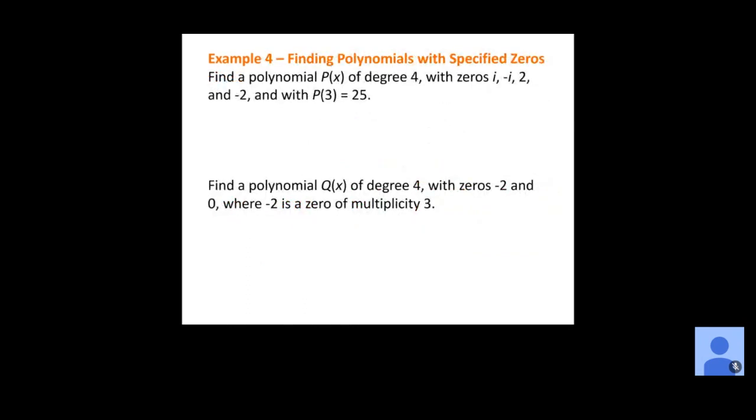All right, so now we're going to work backwards. We want to find a polynomial that has a degree of 4, and they tell us the zeros here are i, negative i, 2, and negative 2. And then they give us this P of 3 equals 25. We'll deal with that at the very end. Okay, so the first step is let's figure out, based off of these zeros, what we know about this polynomial. So if they give us the zeros, what do we know for sure?